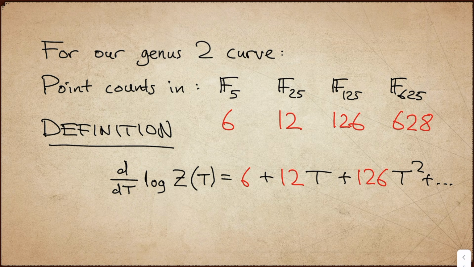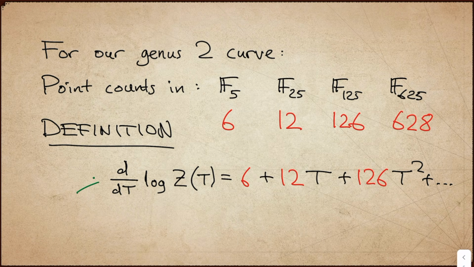Feel free to pause the video and just think about the logarithmic derivative. It is the derivative of log of zeta, and by the chain rule, this is also Z derivative over Z. The procedure of writing down Z of t from the point counts is now just a page or two of very explicit algebra. I will not do the full computation here, but let's do half.